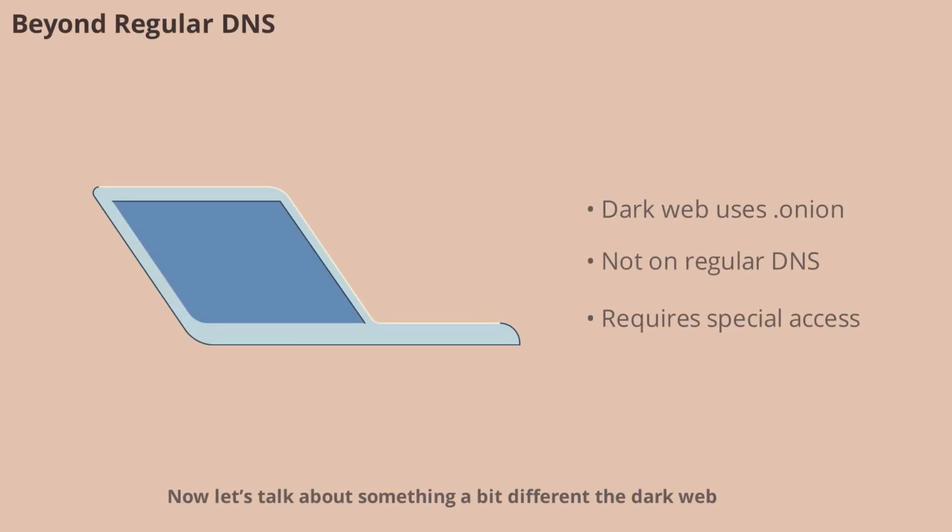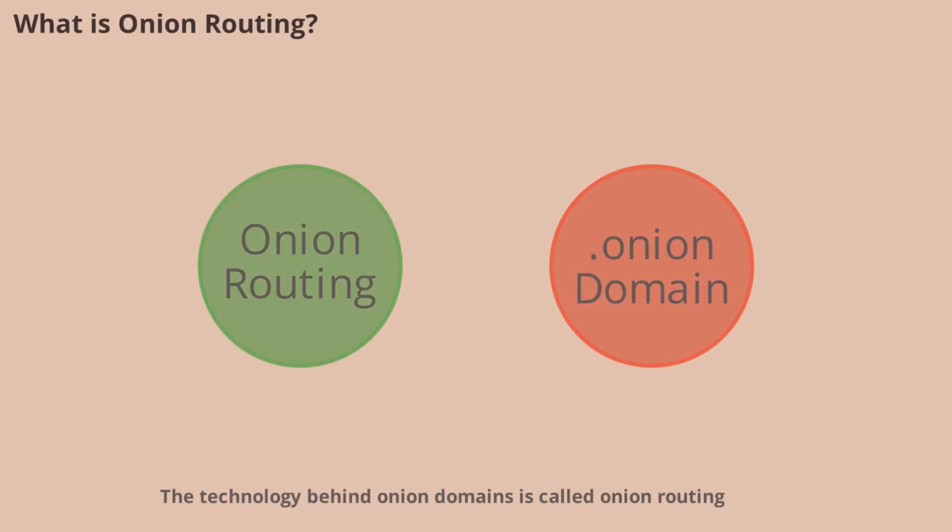Now let's talk about something a bit different, the dark web. Unlike the regular internet, the dark web doesn't use the normal DNS system. Instead, it uses special domains that end in onion. These domains aren't accessible through standard browsers and require special software to reach. The technology behind onion domains is called onion routing. This method hides your identity and location by passing your internet traffic through multiple servers, each adding a layer of encryption. It's designed for privacy and anonymity, making it very different from how regular DNS works.